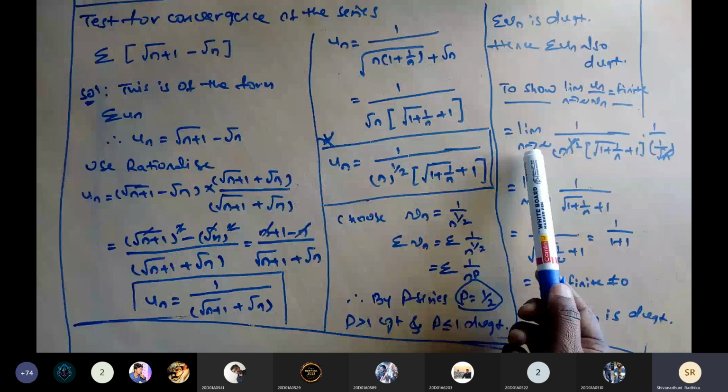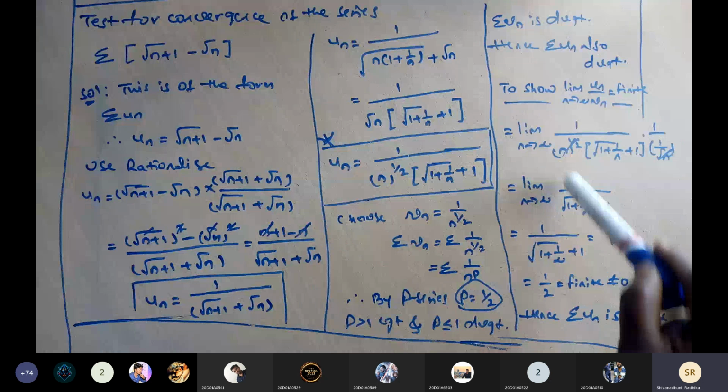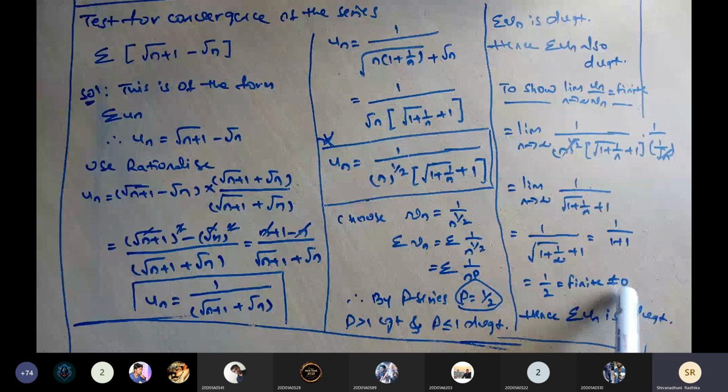The problem is completed. But these two statements are compulsory when this condition is satisfied. What is the condition? Limit n tends to infinity Un by Vn must be not equal to 0. Then Un is also divergent by comparison test.